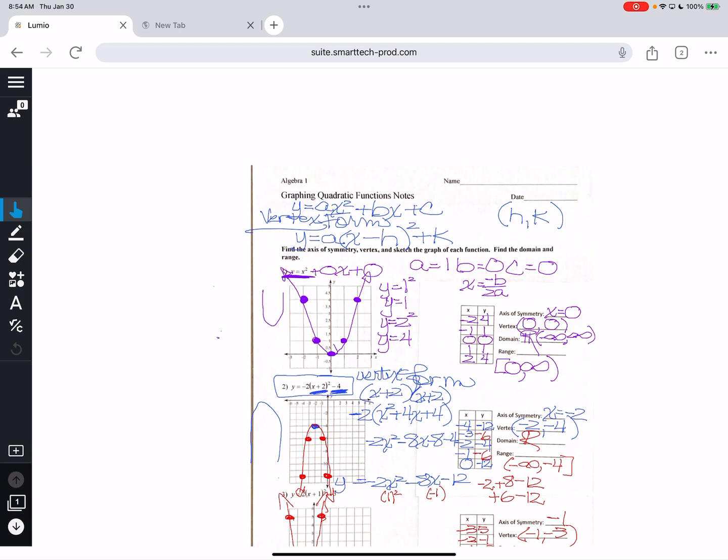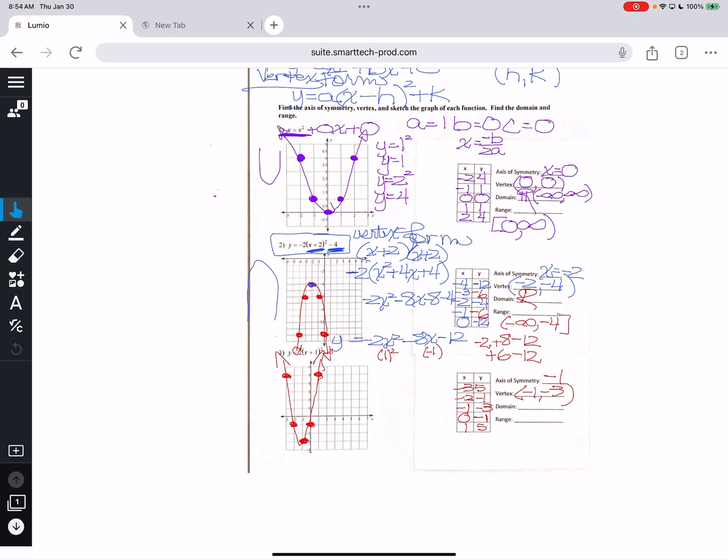And then like in problem 2, the vertex was -2, -4. And we put that in, and then we picked the points just up to the right of it and just to the left of it on the x-axis, creating the values we're going to use for x, and then we take it and plug it back in.